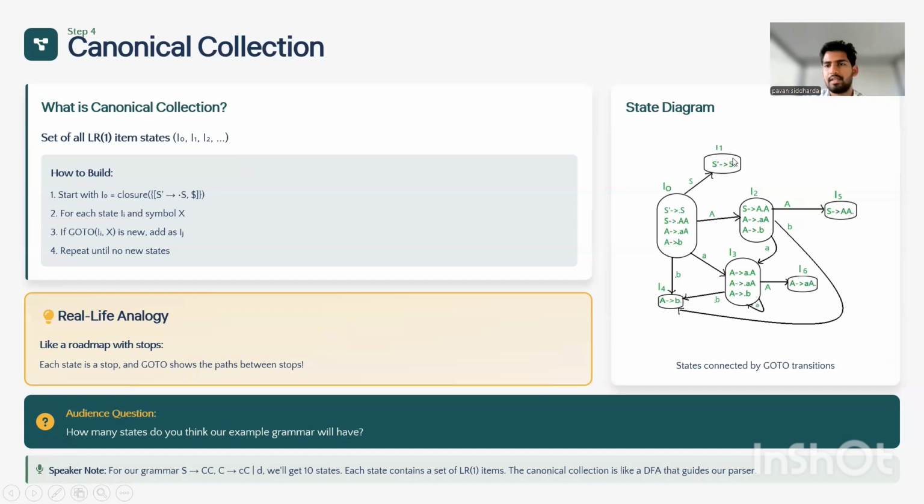S' gives rise to .S. It is I1, item. In this, it is also called the accept state. Coming to the next, S gives rise to .AA. It is a GOTO function with A. The dot moves forward: S gives rise to A.A.